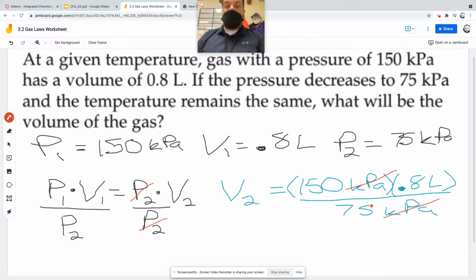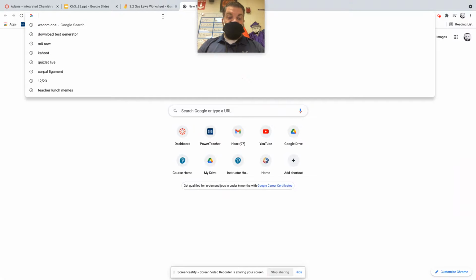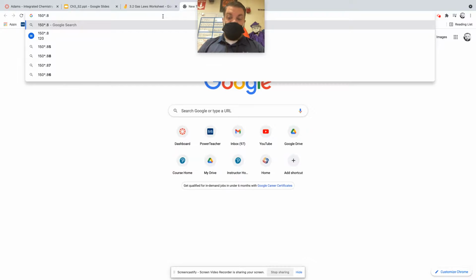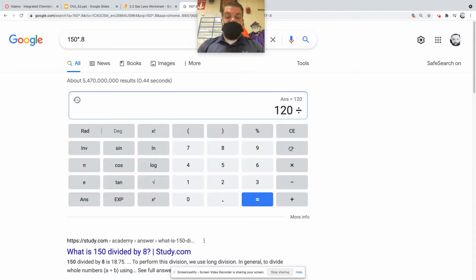Now, my calculator's in my office. So I could just do this on Google, right? I think it's 1.6, but I'm going to say 150 times 0.8. That's going to give me 120. And then I'm going to divide that by 75. And you get 1.6.